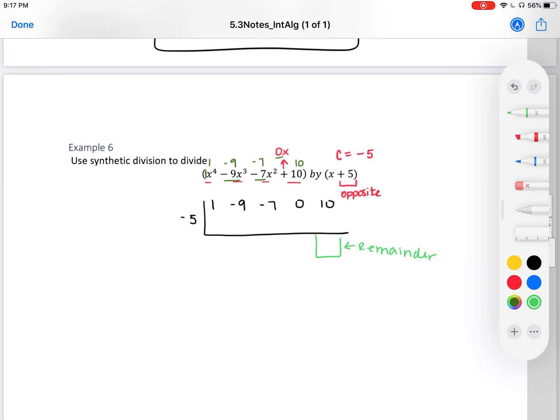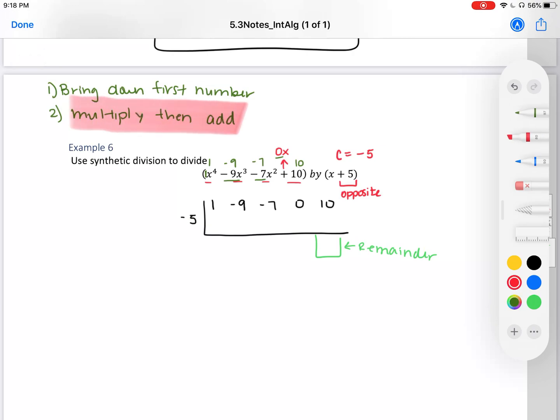Now what are your steps? Your steps are always to, first, bring down the first number, and then multiply, then add, until you're done. So this is the important thing. Multiply and add, multiply and add. Okay, so let's bring down our first number.